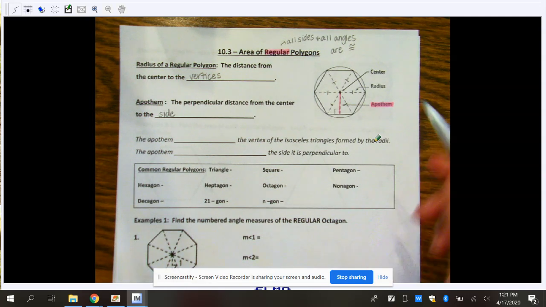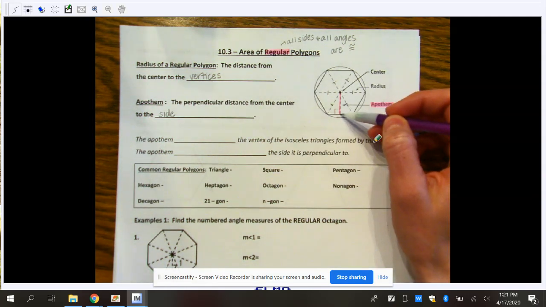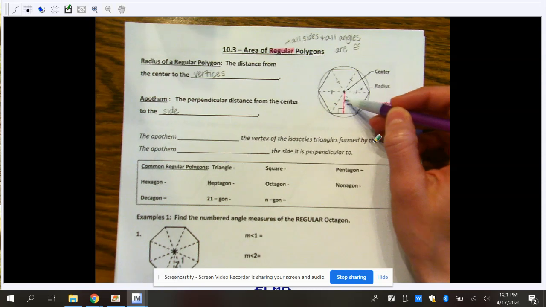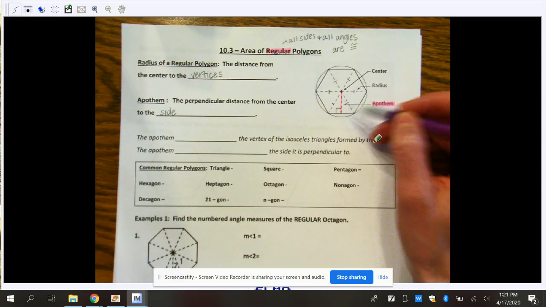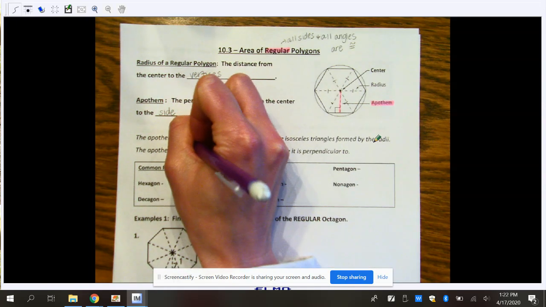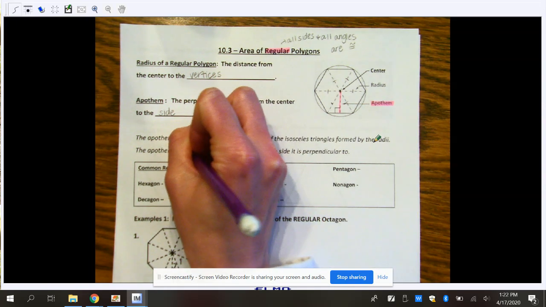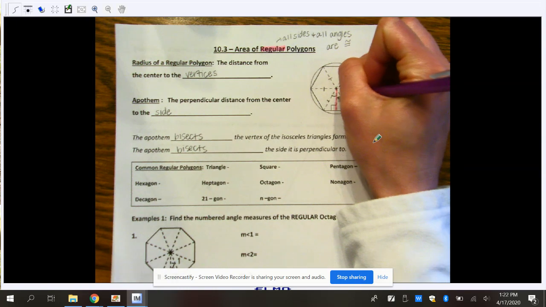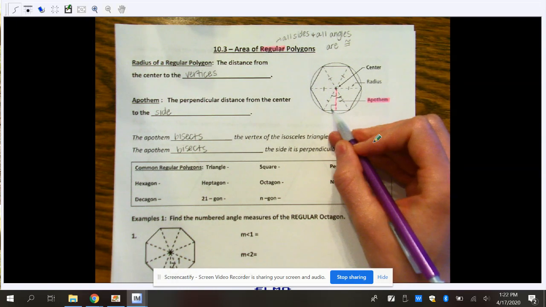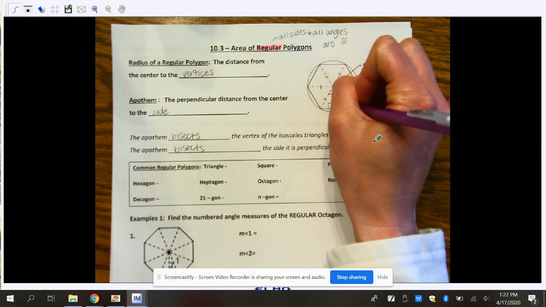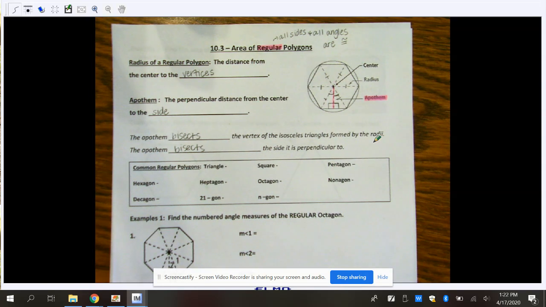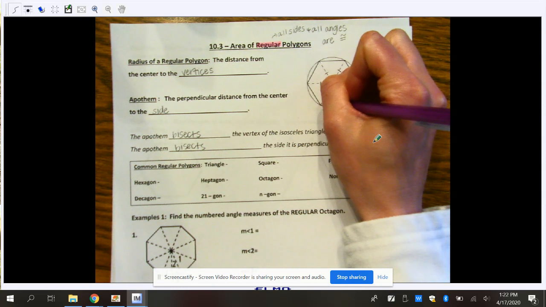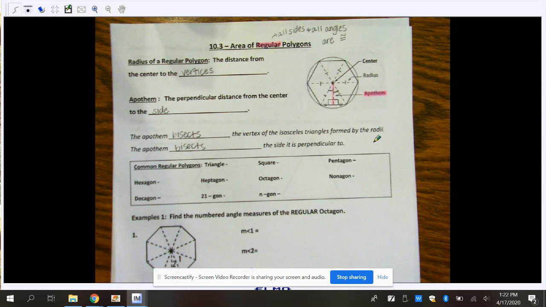And so the apothem is helpful because it bisects both this central angle right here and the opposite side. And so what that means is that that angle is going to be congruent to that angle. We know that this is going to be a right angle, and so that's going to make this also a right angle. And so we've got these two smaller congruent triangles because these two sides are also going to be congruent. Okay. And so that's going to help us when finding the missing parts to help us find the area.